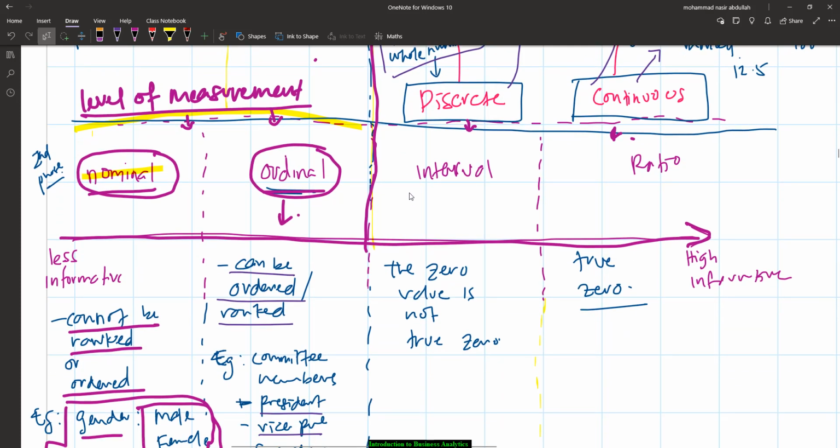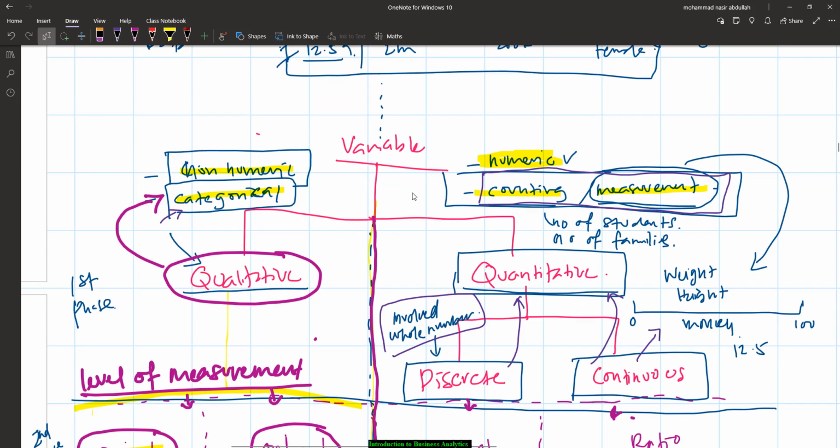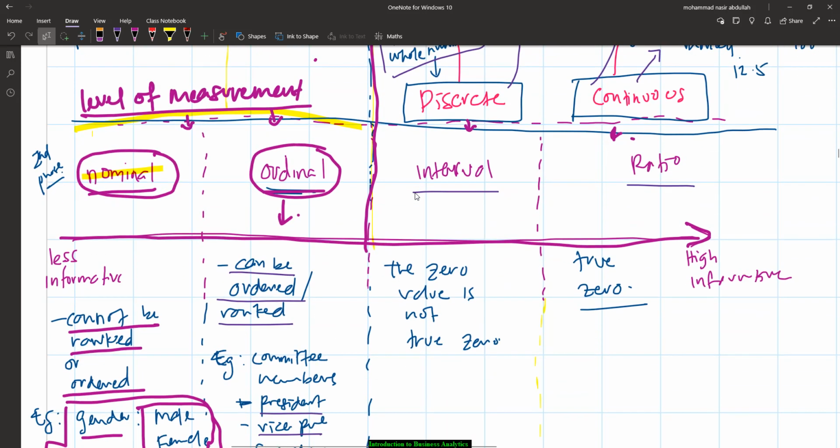So in quantitative variable, we have two scales. First is interval scale, another one is ratio scale. So both levels of measurement, interval and ratio, are from counting or measurement. The simple word is, it's numerical data. It's numerical data. Right? It's numerical data. It's not categorical data.